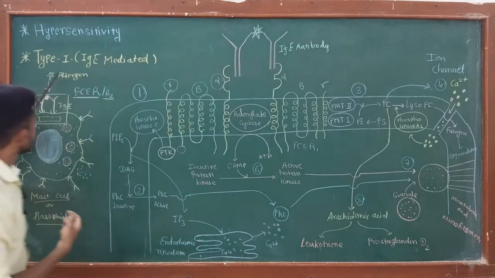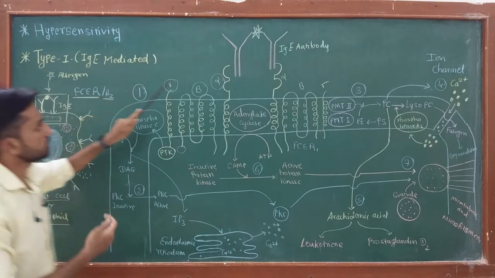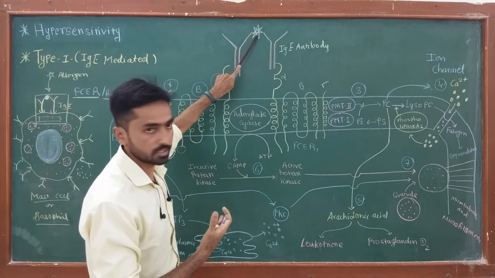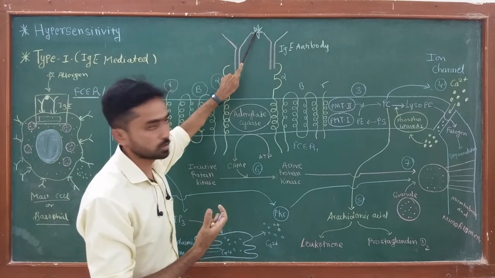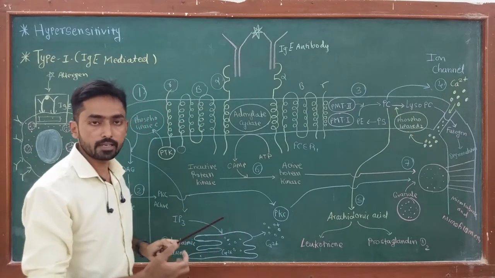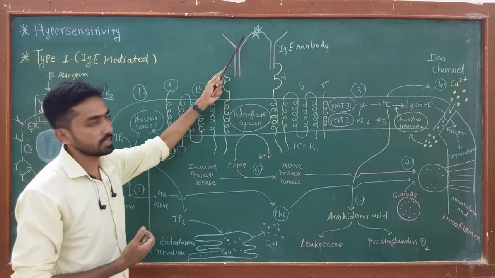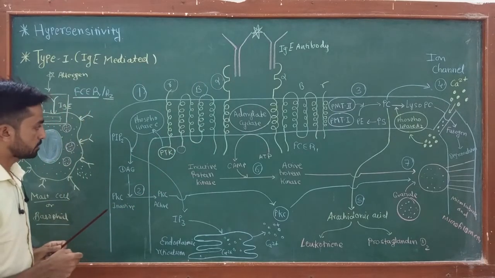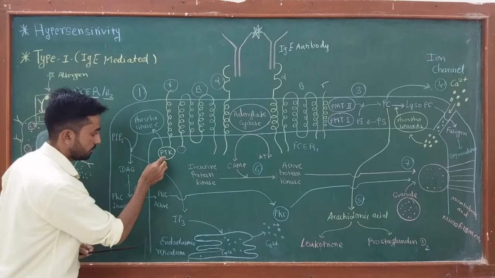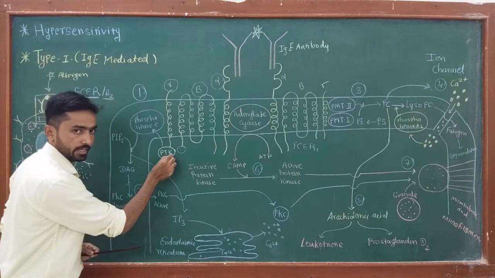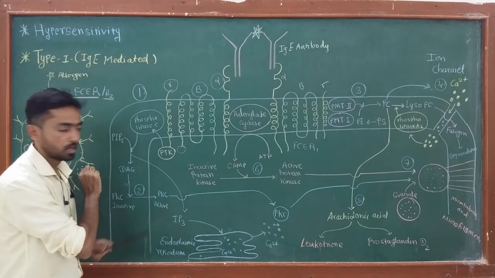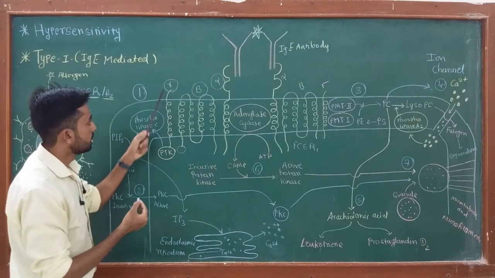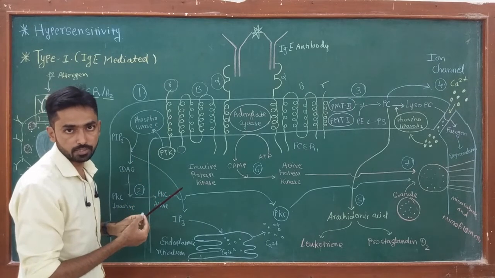And when any allergen comes, it is going to bind to the fragment antigen binding site of the antibody, and this allergen is going to cross-link both the antibodies. Once cross-linking is complete due to the allergen, the pathway is going to start. Okay, the first step of the reaction is activation of the protein tyrosine kinase, PTK, which is present on the cytoplasmic domain of the gamma and beta chain of the receptor.